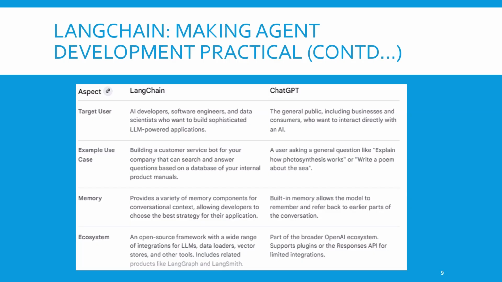Then memory: LangChain provides a variety of memory components for conversational context, allowing developers to choose the best strategy for the application. ChatGPT has a built-in memory, but that's only limited to the chat session, and of course it can refer to certain previous chats also, but mainly earlier parts of the same conversation. Ecosystem, again: LangChain is an open source framework with a wide range of integrations with LLMs, data loaders, vector stores, and other tools, and it includes related products like LangGraph and LangSmith. ChatGPT on the other hand has a broader OpenAI ecosystem and supports plugins or responses AI for limited integrations.